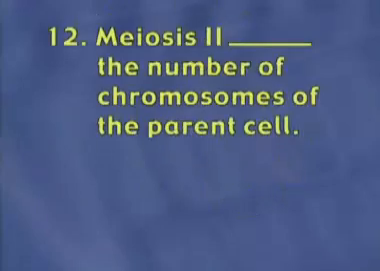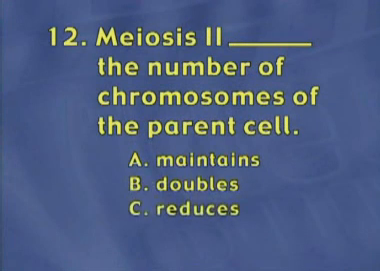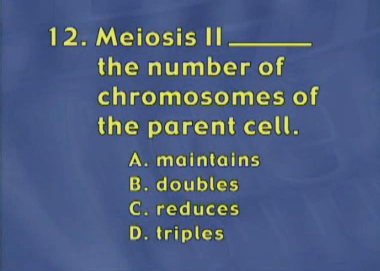Here's a not-so-messy question for you. Meiosis 2 does what to the number of chromosomes of the parent cell? A, maintains, B, doubles, C, reduces, or D, triples? Can you figure it out? Put your answer down and wait right here for further instructions.